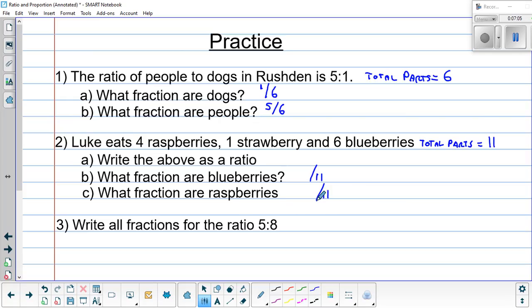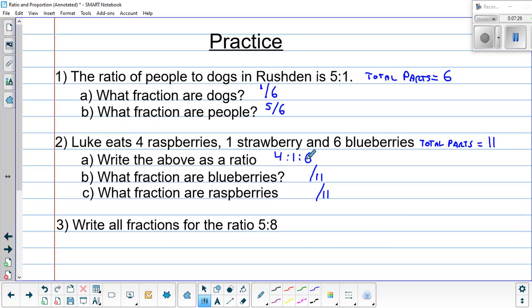So question A, though, let's look back at this. Write the above as a ratio. Well, we know how to do that. It already says eats 4 raspberries, 1 strawberry, and 6 blueberries. So 4 to 1 to 6. So we put it in the exact same way that they have it in the question, so I'm not going to give it descriptors.